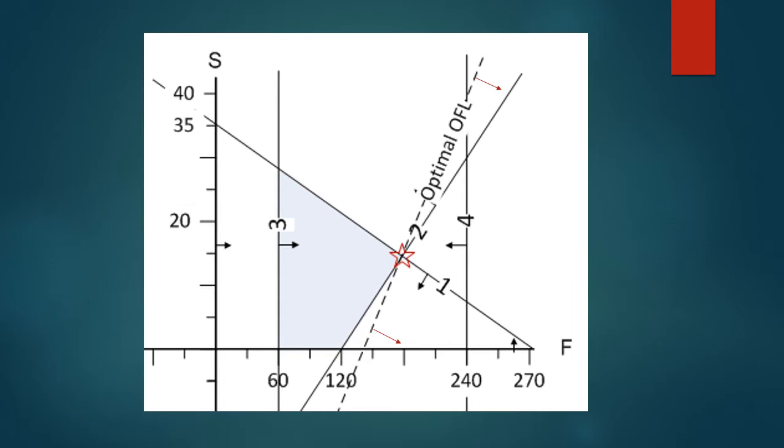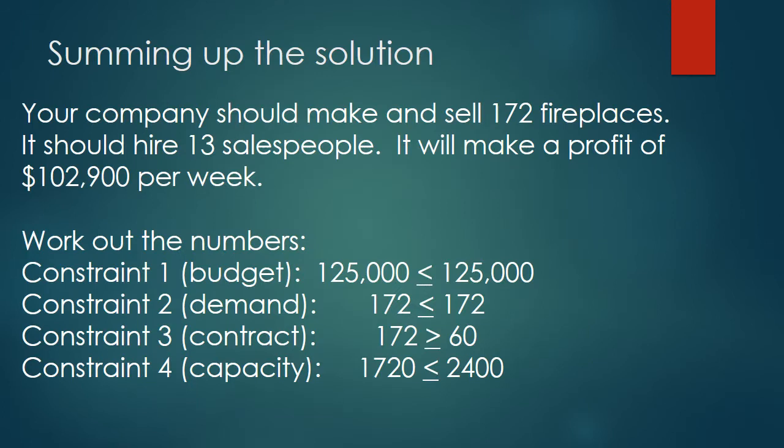We notice that the optimal solution here, which we found by solving the equations for line 1 and line 2 simultaneously, gave us an answer of 172 fireplaces and 13 salespeople, making a profit of $102,900 a week. Not too shabby. When you work out the numbers to make sure that all the constraints really are satisfied, here's how they come out. I've stuck in F equals 172 and S equals 13 in the program I just showed you. On the budget constraint, you see we make it, but with none to spare.